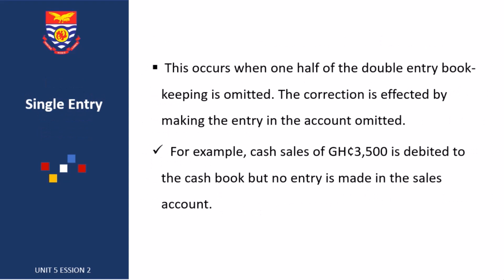Single entry. This occurs when one half of the double entry bookkeeping is omitted. The correction is effected by making the entry in the account omitted. So for example, cash sales of 3,500 Ghana cedis is debited to the cash book, but no entry is made in the sales account. To correct this, the sales account would be credited with 3,500 cedis as a corresponding entry to the cash entry that was made in the cash book.